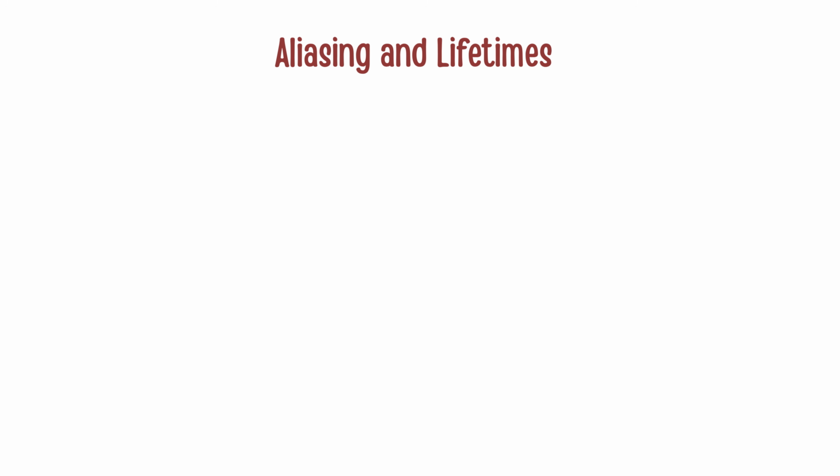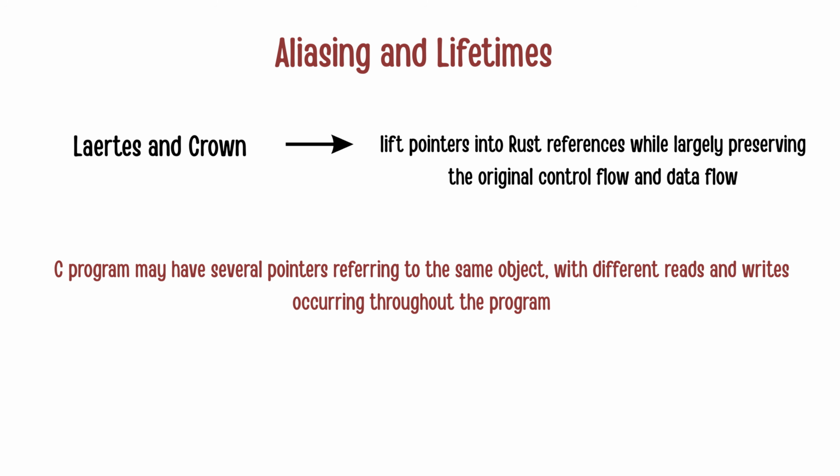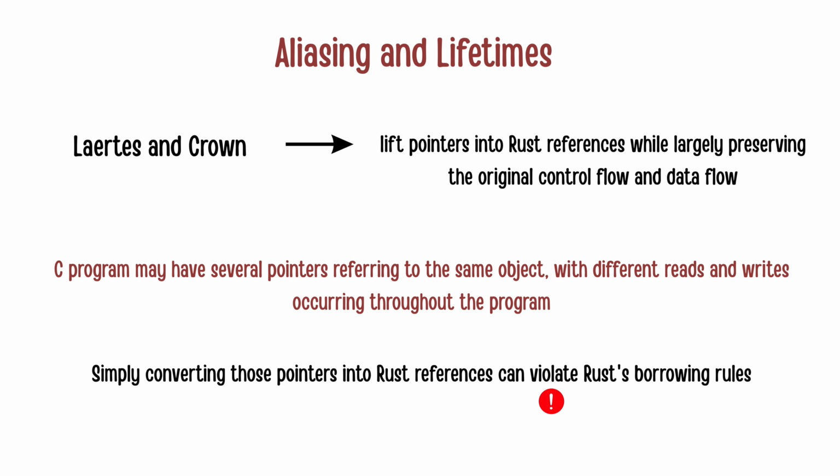The next problem is perhaps even more fundamental: aliasing and lifetimes. Layerts and Crown attempt to lift pointers into Rust references while largely preserving the original control flow and data flow. But as we saw earlier, this can be impossible. A C program may have several pointers referring to the same object, with different reads and writes occurring throughout the program. Simply converting those pointers into Rust references can violate Rust's borrowing rules.